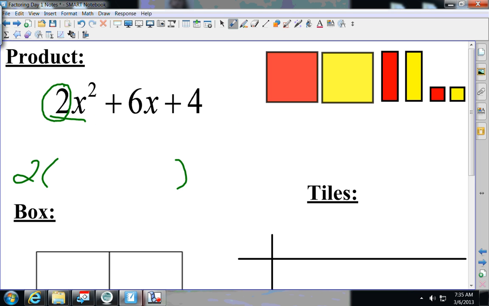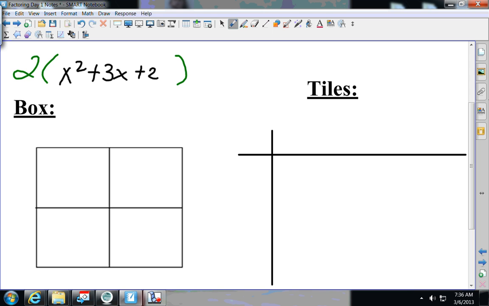Remember, this is like yesterday where we divided everything by 2. 2 divided by 2 is 1, so I get an x squared. 6 divided by 2, 3x. 4 divided by 2, plus 2. All right, and I said yesterday, then we're going to learn how to factor this right here. Okay? My end answer is going to look like this. I leave my GCF 2 outside, and then the information is going to be split up into these two factors right here.